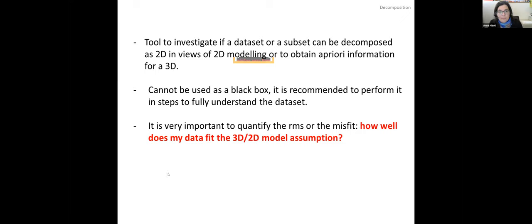So I will say that this is a tool to investigate if a data set or a subset can be decomposed as 2D in view of 2D modeling, or to obtain a priori information for a 3D inversion. It cannot be used as a black box. It's recommended to perform it in steps to fully understand the data set. And it is very important to quantify the RMS or the misfit. So how well does my data fit this 3D over 2D model assumption?